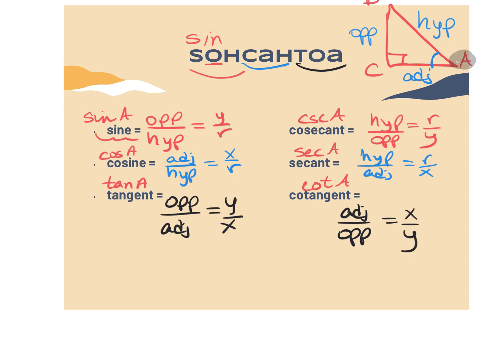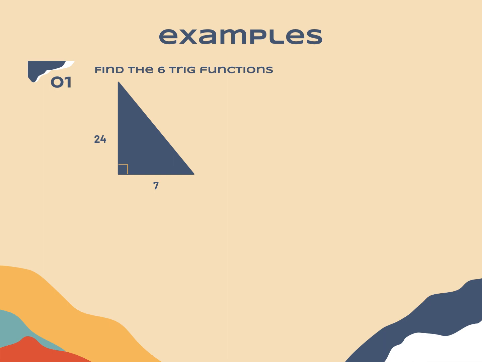Last year, we just focused on sine, cosine, and tangent. This year, we're going to see the reciprocals as well. So now we're going to go ahead and find the 6 trig functions based off of one of the acute angles. So for here, it says to find the 6 trig functions.